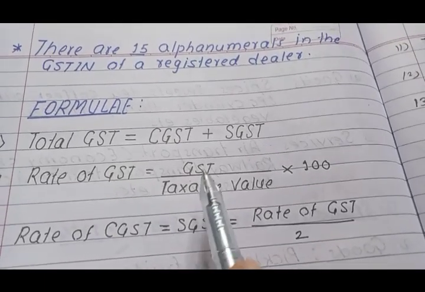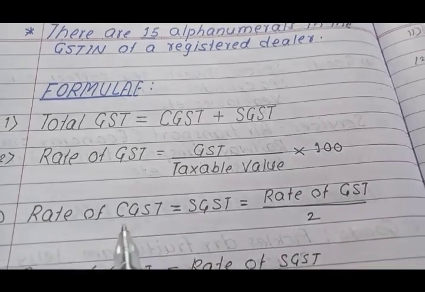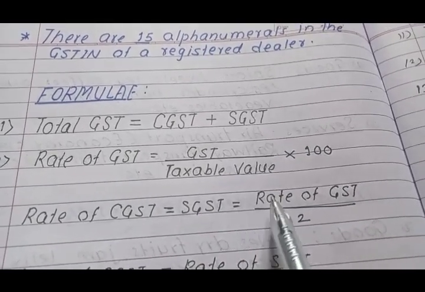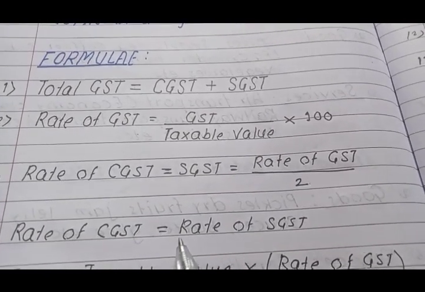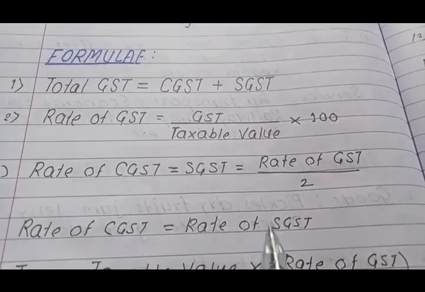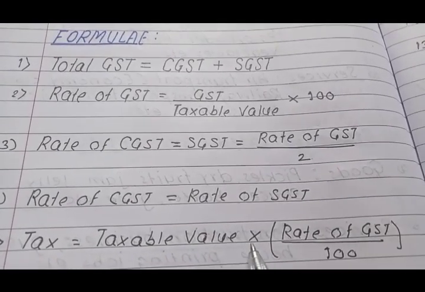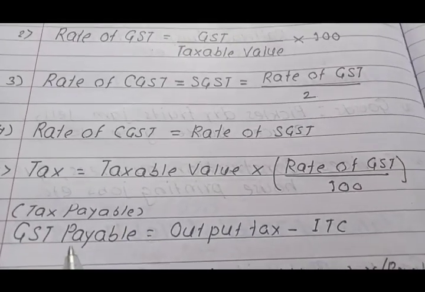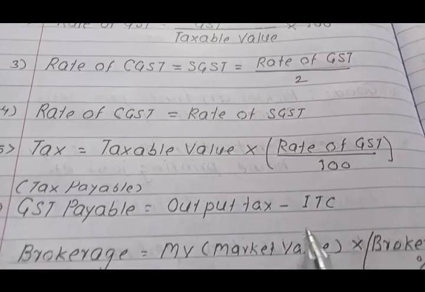Rate of GST = GST / taxable value × 100. Rate of CGST = rate of SGST = rate of GST / 2. Rate of CGST and rate of SGST are both equal. Tax = taxable value × rate of GST / 100. Tax payable or GST payable = output tax − ITC.